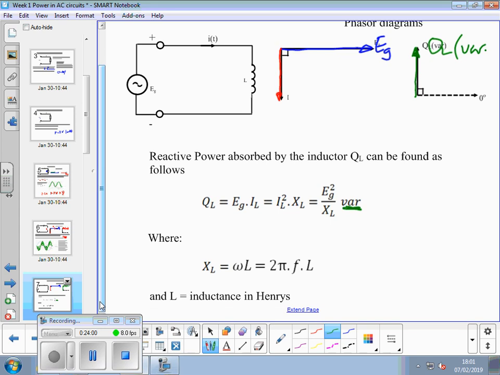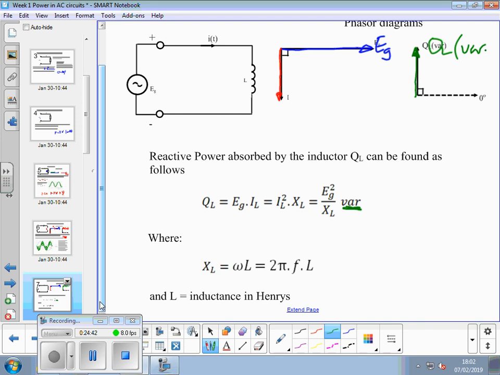Depending on the information about the circuit you're given, if you know the current through and the reactance, you can calculate Q. If you know the voltage applied and the current, you can calculate Q. And if you know the generator voltage or the voltage applied and the reactance, you can calculate Q. XL is inductive reactance.